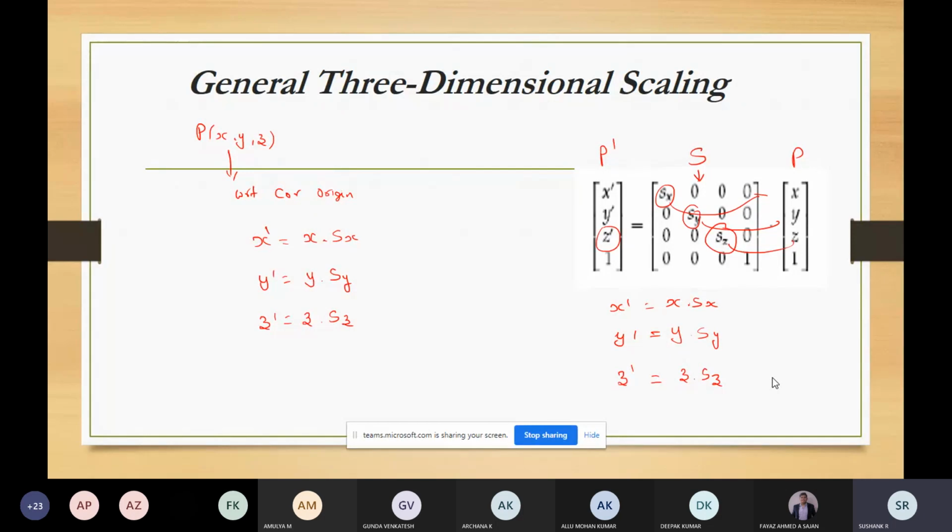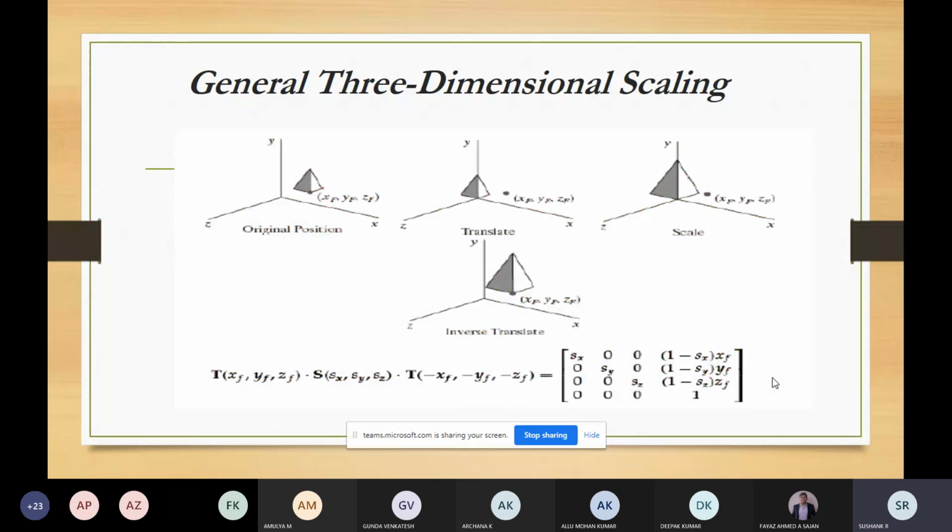A value greater than one will move the object away from the origin. Similarly, a value less than 1 will move the point closer to the origin, on the basis of coordinate direction. If all the values are equal, you will get uniform scaling. If the values are different, you will get non-uniform scaling. These are the general points with respect to three-dimensional scaling. So what is next? The next will be the extension of this three-dimensional scaling.